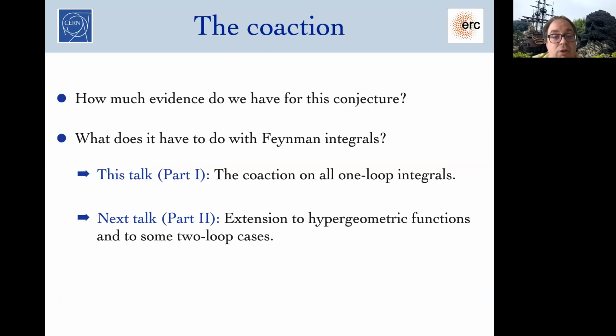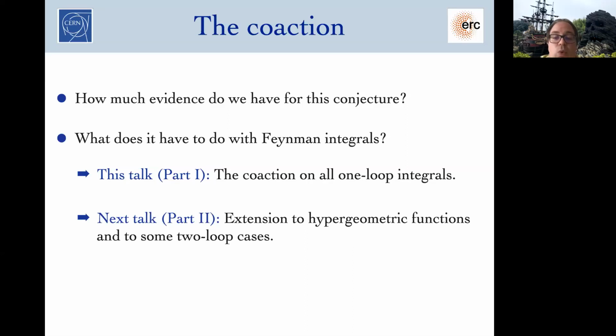And in the rest of the talk, I will show you more evidence, in particular, that it actually works also in the context of Feynman integrals in dimensional regularization. So that there's really a way that the coaction commutes with the epsilon expansion, and there's a way to write down the coaction for the dimensionally regularized integrals. And I will talk about one-loop integrals, and then Ruth later will cover more examples.